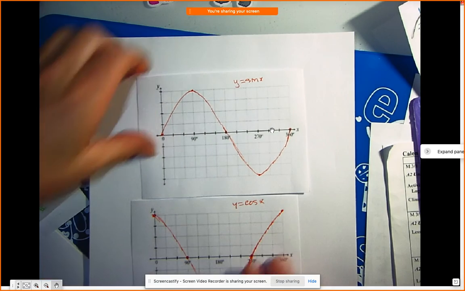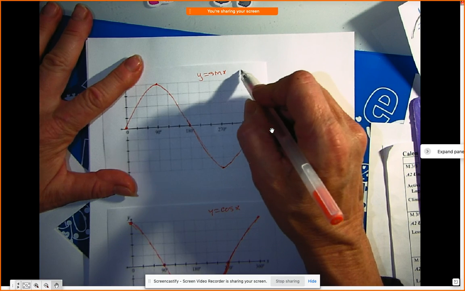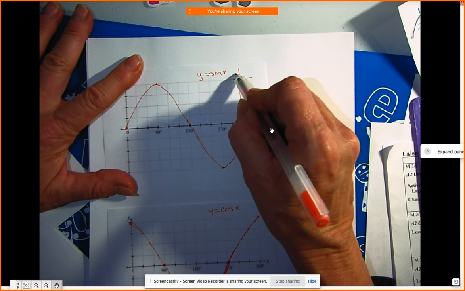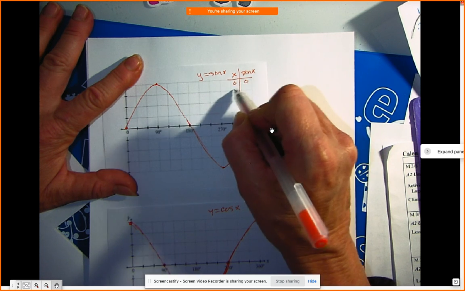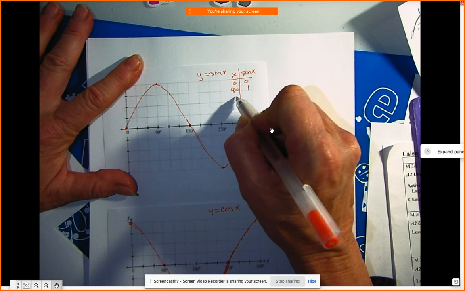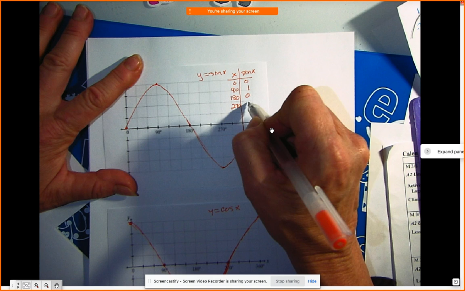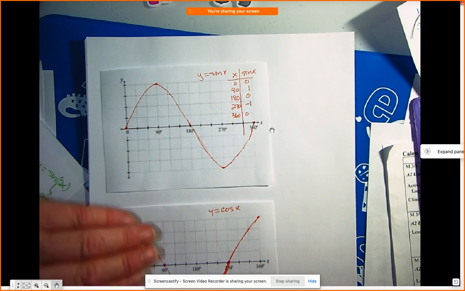Well, there are certain points that we really need to know about sine and cosine. And so I'm going to do them just up here. Maybe I'll just use the graph as part of the paper. X and then sine of x. Okay, at 0 degrees, we've got 0. At 90, we've got 1. At 180, we've got 0. At 270, we've got -1. And at 360, we've got 0. These are important points you're going to need to know.